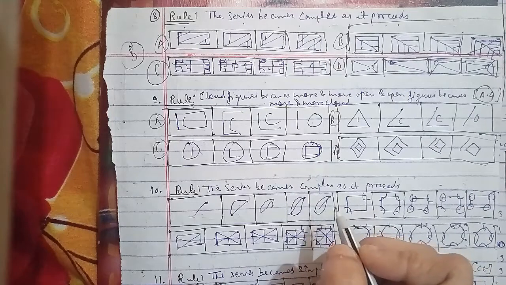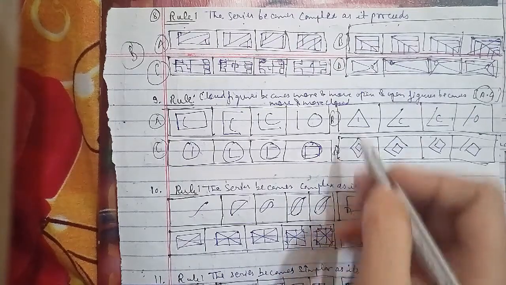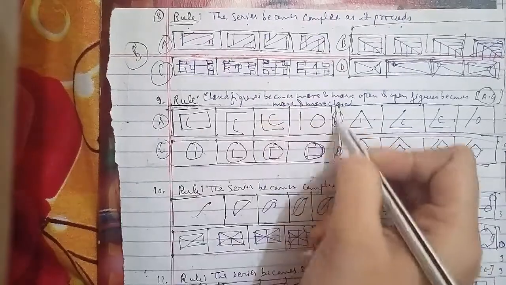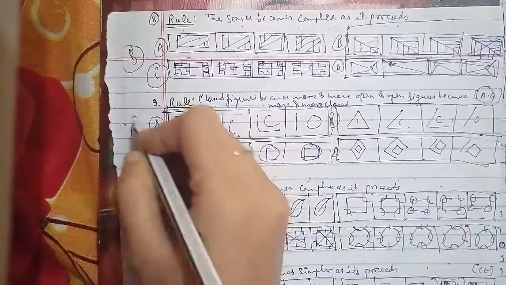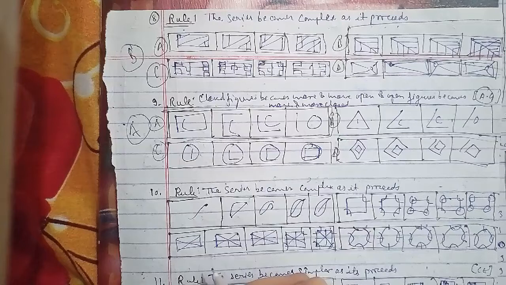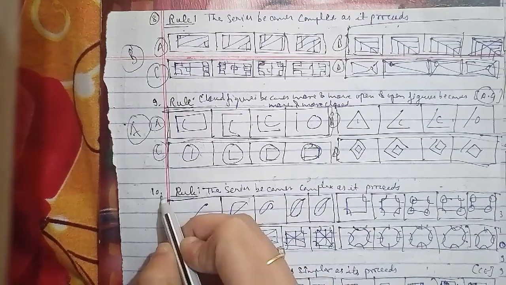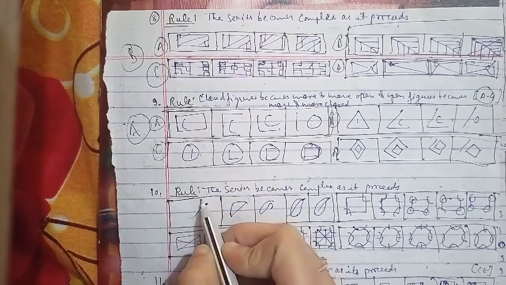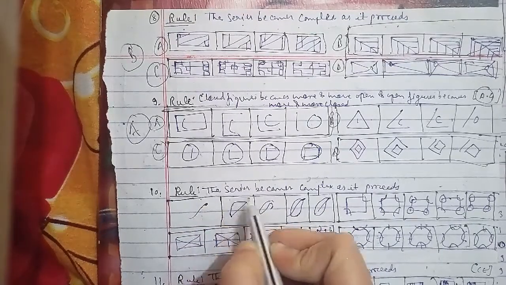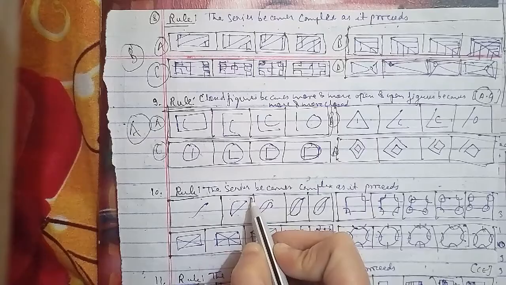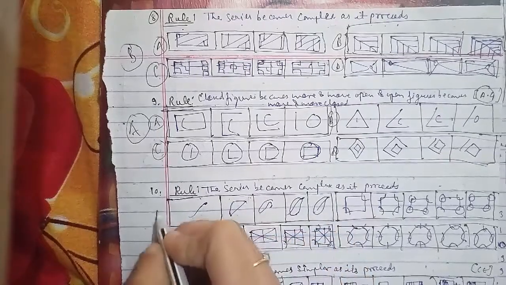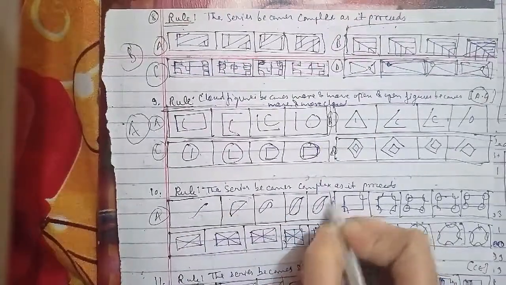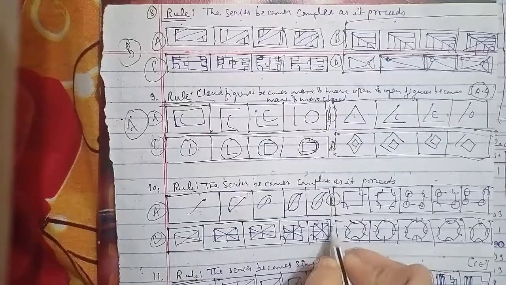Now we'll go ahead with another one, the 10th question of the session. The rule given here is that the series becomes complex as it proceeds, and the options are A, B, C, and D. The answer is figure C, the right answer for this question as well.